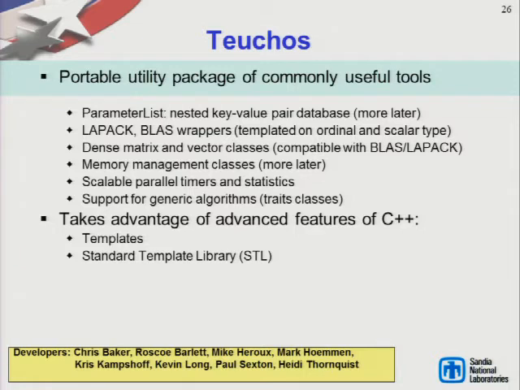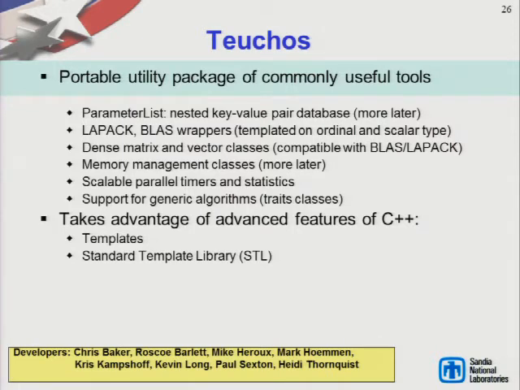Teuchos is actually just a utility package. What does that do for us? It provides parameter lists, which I'll talk more about later, which are kind of a way of telling Trilinos things in a nested fashion. It's got interfaces to BLAS and LAPACK that are also templated on an ordinal and scalar type. So you can do floats, doubles, et cetera, so long as you have a LAPACK or BLAS build that supports that particular flavor of math. We have a unified way to access it. Again, dense matrix and vector support, memory management, statistics, et cetera.